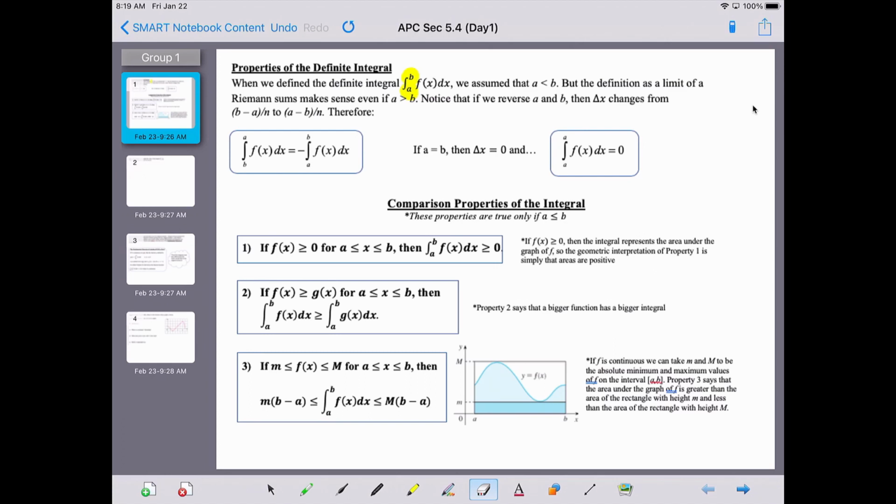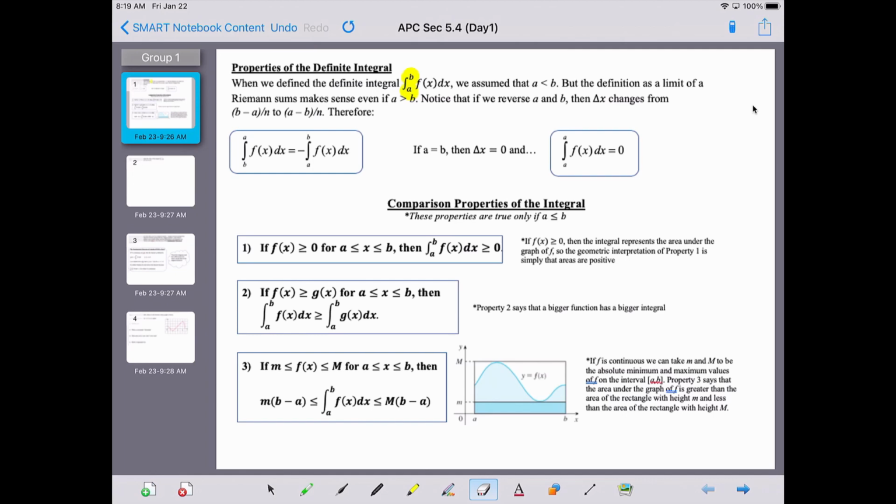So in layman's terms, this just means that if our function is positive above the x-axis, then the integral represents the area under the graph, and the geometric interpretation of property 1 is simply that the area above the x-axis is going to be a positive value.